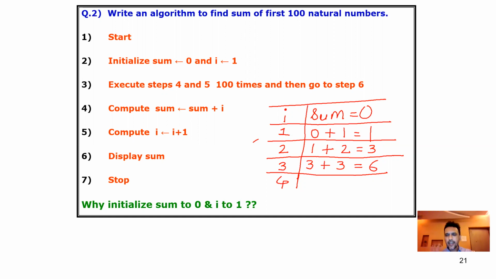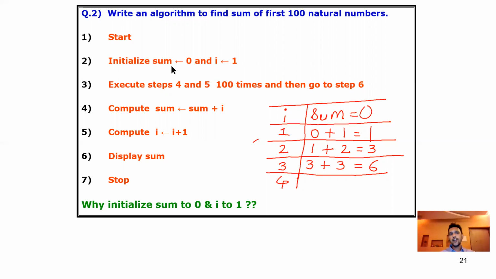Let's say tomorrow mathematics changes and mathematics tells us that now natural numbers start with 7. So tell me one thing, now you will initialize I with what value? 7, as simple as that. So basically I is the natural number and natural numbers start with 1. That is why I was initialized with 1.